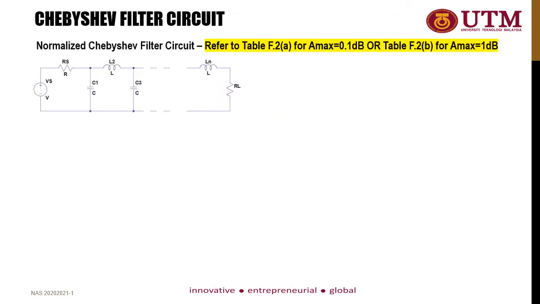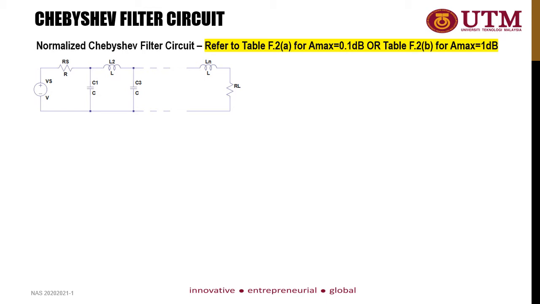As mentioned earlier, this is the general sequence of the filter circuit. So you need to refer to table F.2a or F.2b. These two tables are basically for different Mx values. F.2a represents the circuit for Mx equal to 0.1 dB, while F.2b represents the circuit values for Mx equal to 1 dB. So you need to refer to the correct table.